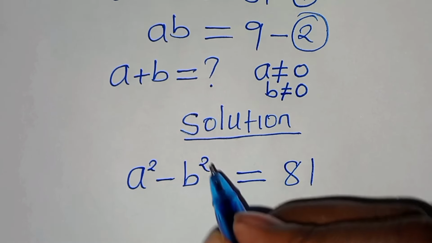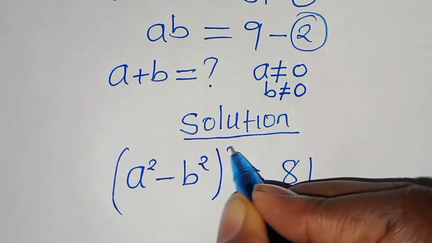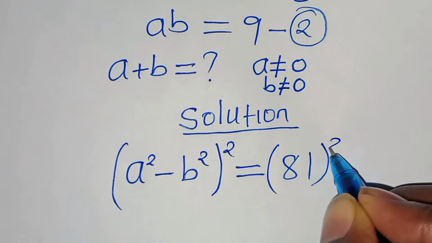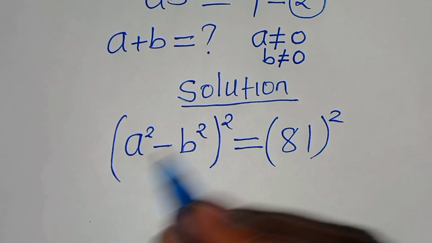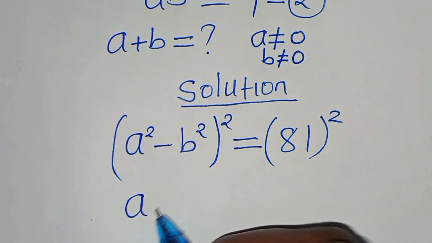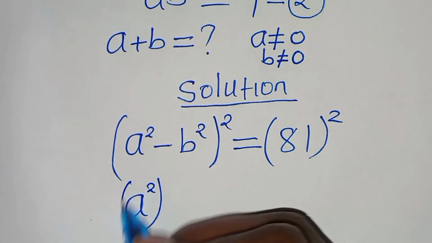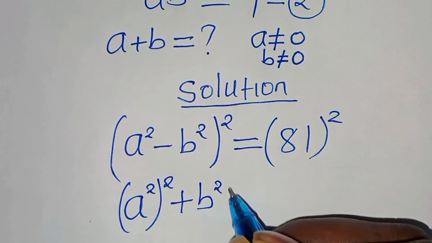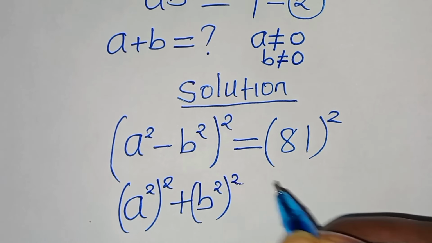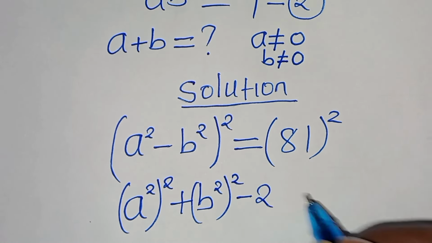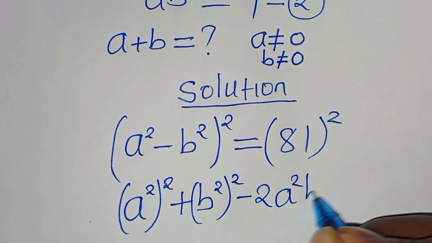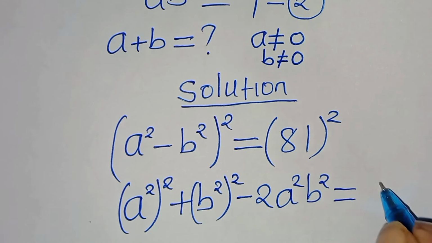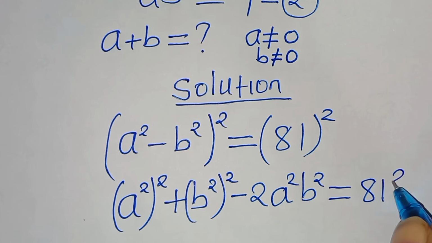The first step to do here, let's square both sides. So that now here we have a squared raised to the power of 2, then plus b squared raised to the power of 2, then subtract 2a squared b squared. This is equal to 81 raised to the power of 2.